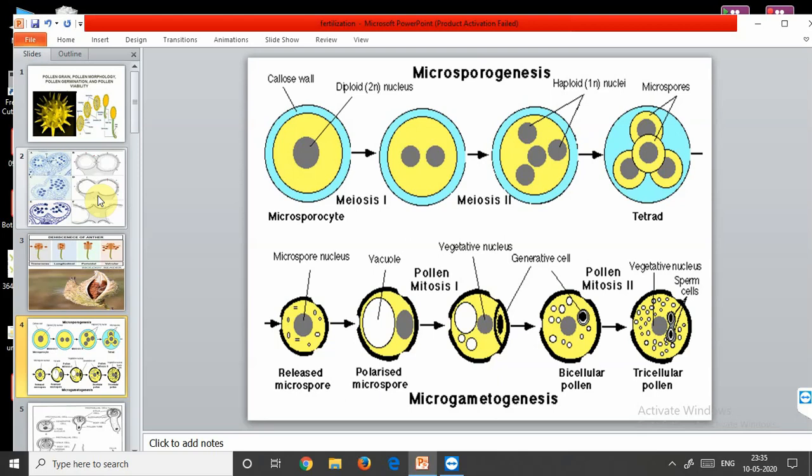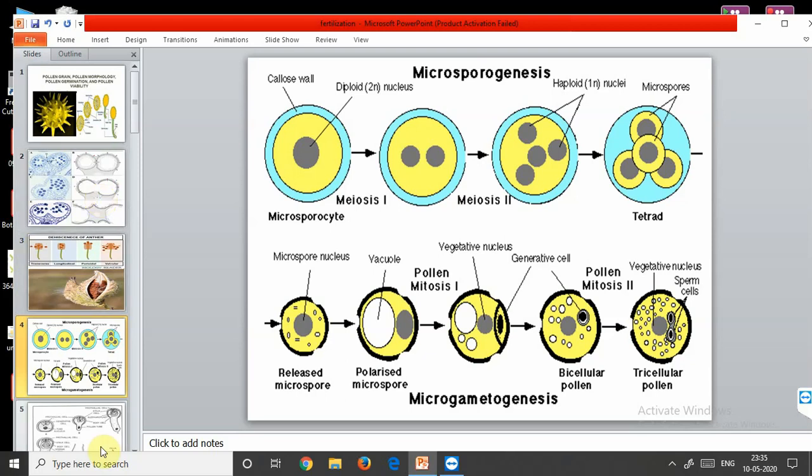Now the male gametophyte comes into a three-cell structure, in which one is the vegetative cell and two are the male gametes that are formed. Two male gametes are formed from the generative cell. This three-cell stage represents the mature male gametophyte of angiosperms. Now the gametophyte is mature, and the male gametophyte is highly reduced and completely depends upon the sporophyte.